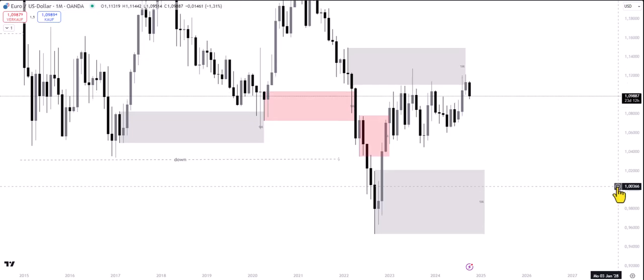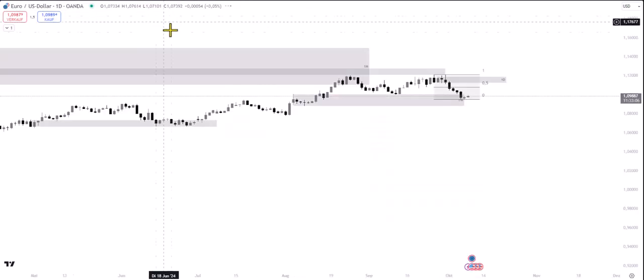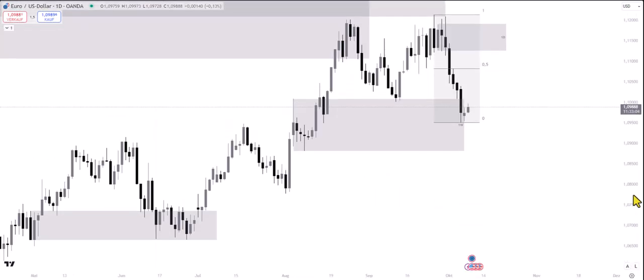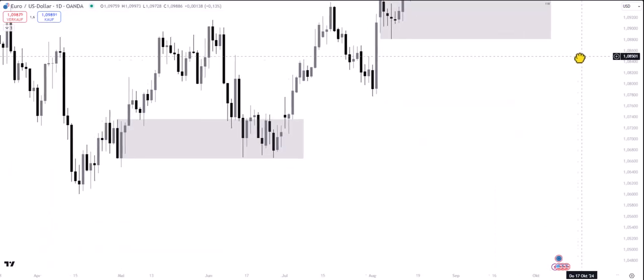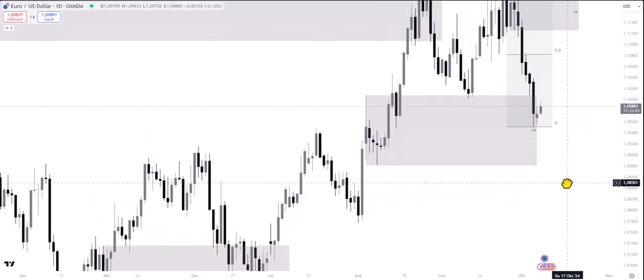So let's go to the daily time frame. Now we are on the daily time frame, and being on the daily time frame, we don't need to look at past price action, obviously we have to look at price action, but not price action within this year, for example. We look at the price action within a year since we're on the daily time frame.